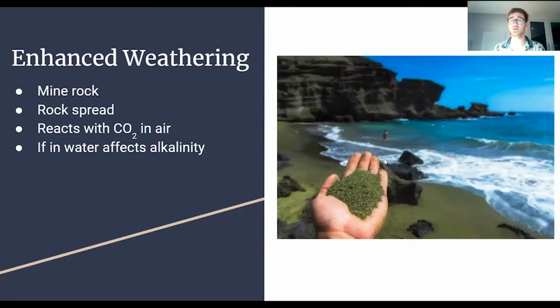It reacts with the CO2 in the air, or often CO2 dissolved in water that falls on it or goes onto it. And if you put this in water, there's a kind of related technique called ocean alkalinization, which instead removes CO2 from the ocean and stores it as bicarbonate in the ocean. So there's potential for this.